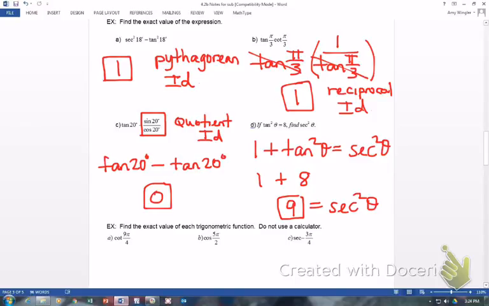Using the identities will become, I guess, more familiar to you the more you do it. So the more you do it, the better you're going to get.